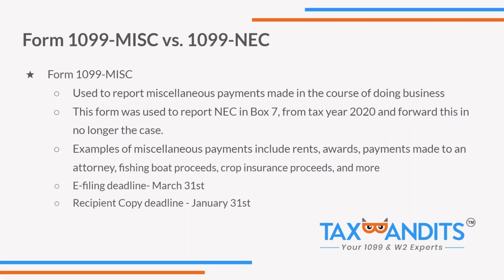While the Form 1099 Miscellaneous is used to report miscellaneous payments made in the course of doing business. In the past, this form was used to report non-employee compensation in Box 7. However, from tax year 2020 moving forward, this is no longer the case. Examples of miscellaneous payments include rents, awards, payments made to an attorney, fishing boat proceeds, crop insurance proceeds, and more. The e-filing deadline for the 1099 Miscellaneous is March 31st, and the recipient copy deadline for the 1099 Miscellaneous is January 31st.